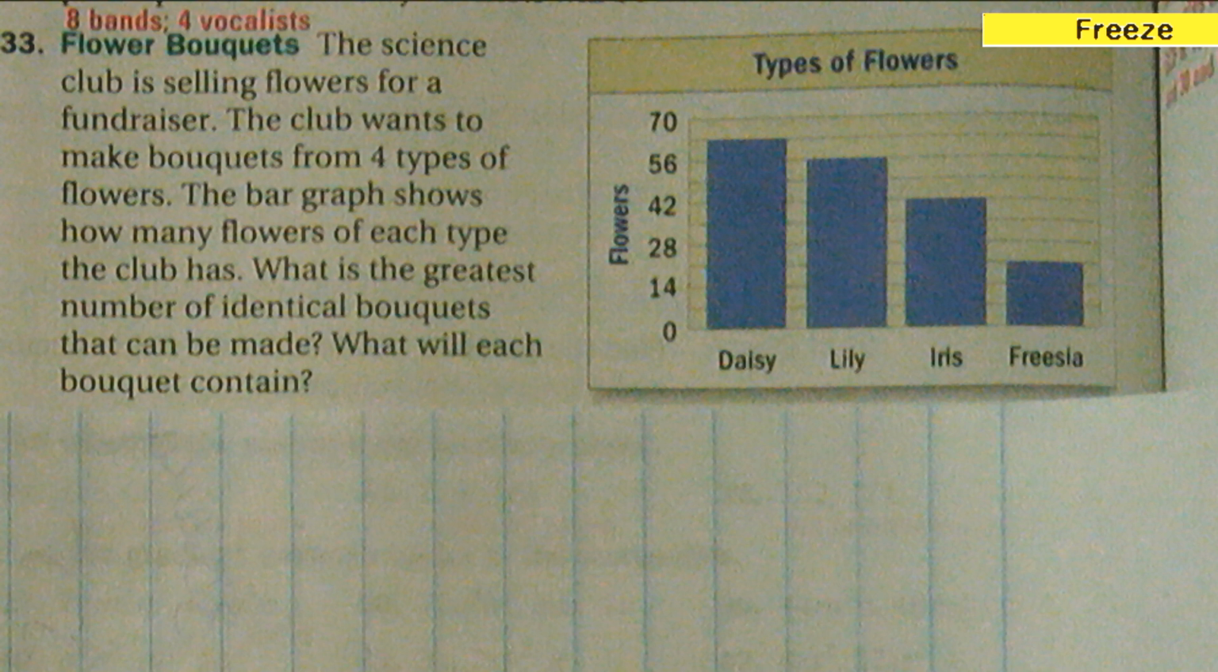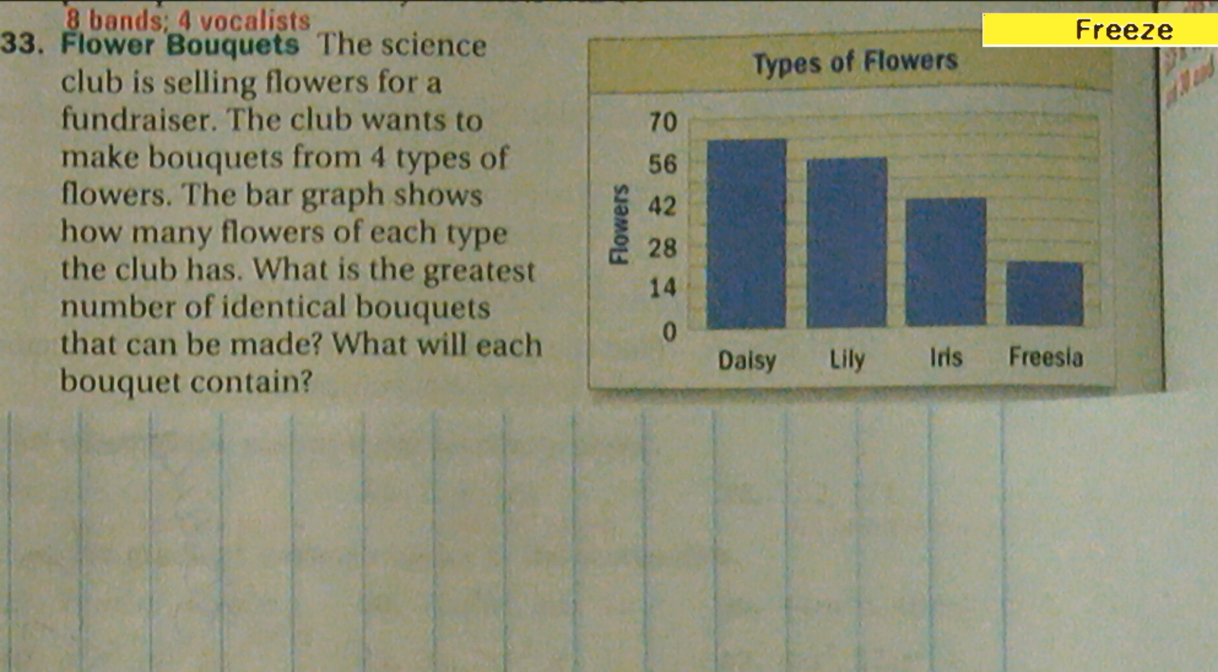So if I look at my daisies, what is this number? If this right here is 56, what is that, if I'm counting by sevens? Addison? 63. Right? So 56 plus 7 is 63. So I have 63 daisies.